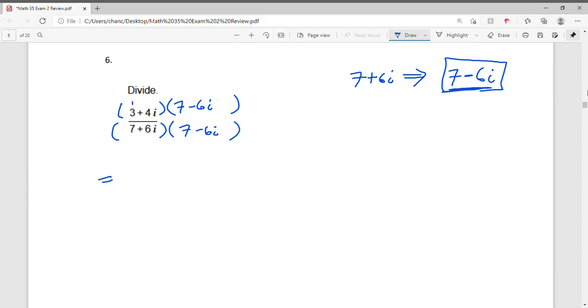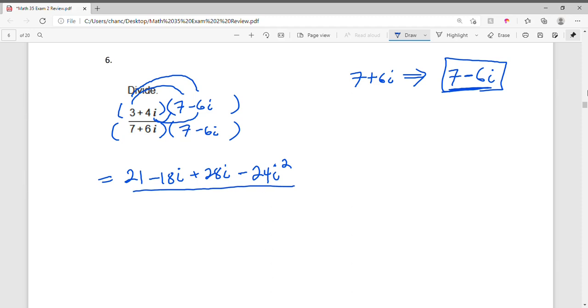That means we need to FOIL. 3 times 7, that's 21. 3 times negative 6i is negative 18i. 4i times 7 is 28i. 4i times negative 6i is negative 24i squared.